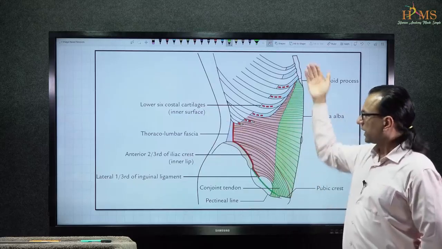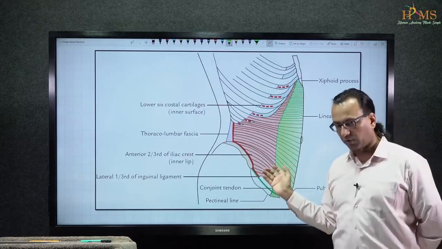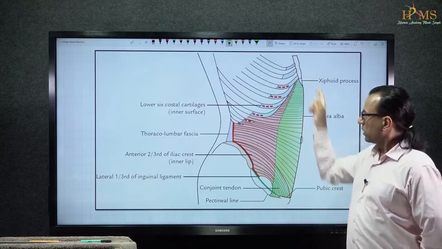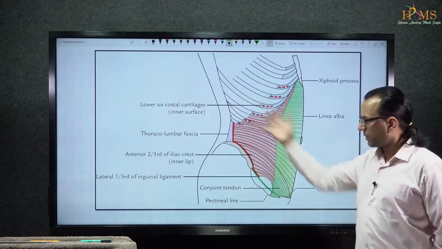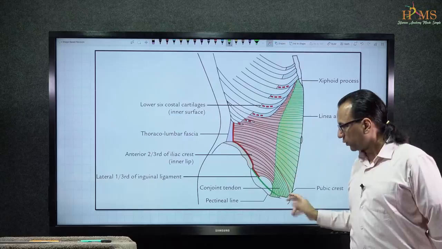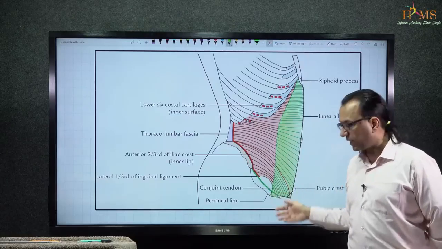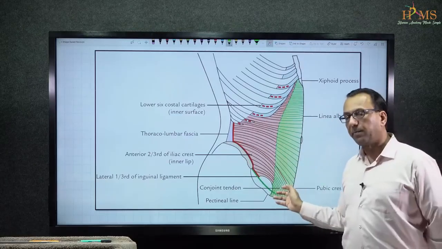Insertion is into the rectus sheath covering the rectus abdominis muscle on the anterior abdominal wall, the linea alba and all that. Now what happens is, as this muscle comes here, attaching to the pubic bone, it will be forming a conjoint tendon along with the internal oblique muscle.